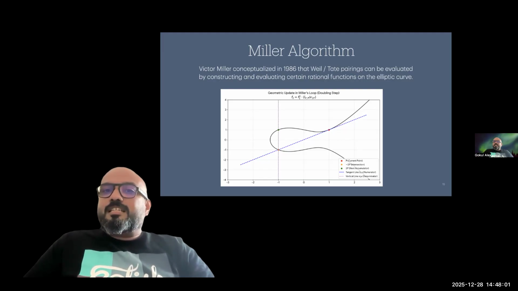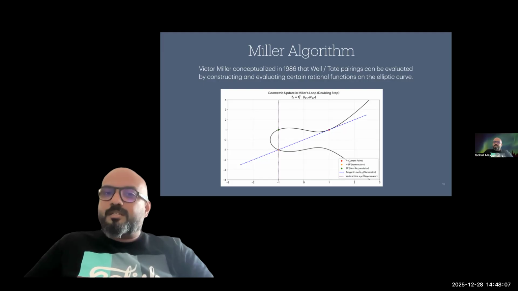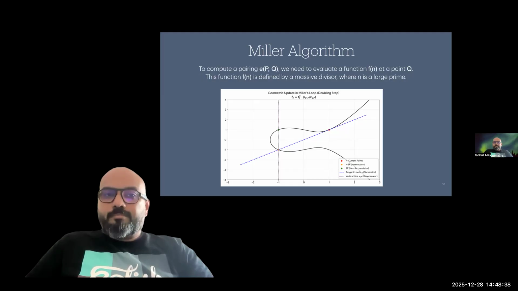Now we come across a very ingenious technique invented by Victor Miller in 1986, which helped us to realize this beautiful concept. It is known as Miller's algorithm. Victor Miller conceptualized in 1986 that Weil pairings or Tate pairings can be evaluated by constructing and evaluating certain types of rational functions on the elliptic curve. These functions are known by the name Miller's algorithm.